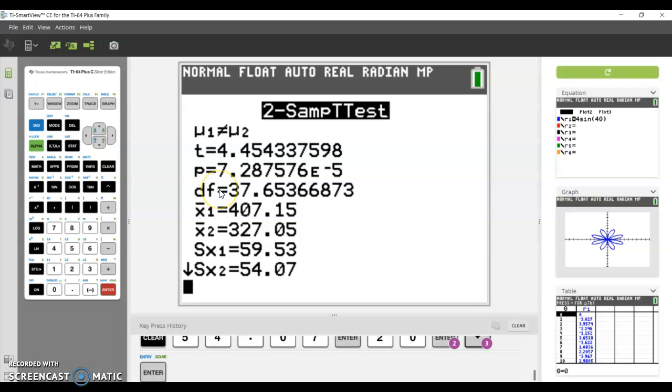So a real simple thing to do. The only thing I would caution you on, make sure your hypothesis is going the correct way. And besides that, there's really nothing to it. Just gives you your p-value. If that p is less than your given alpha, we will reject our null. If not, we will fail to reject.